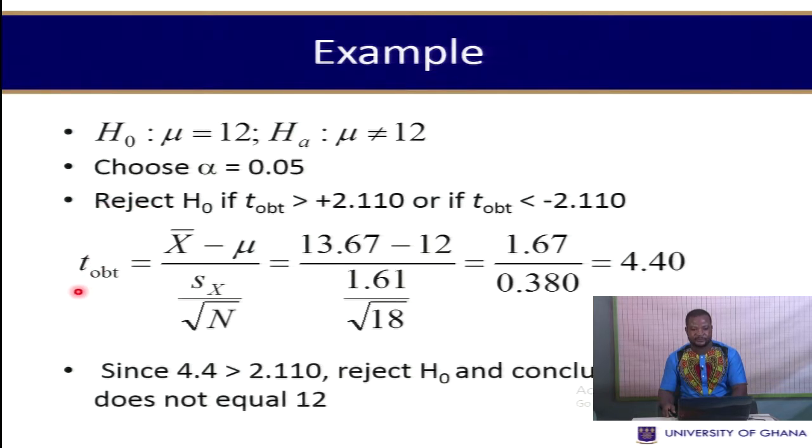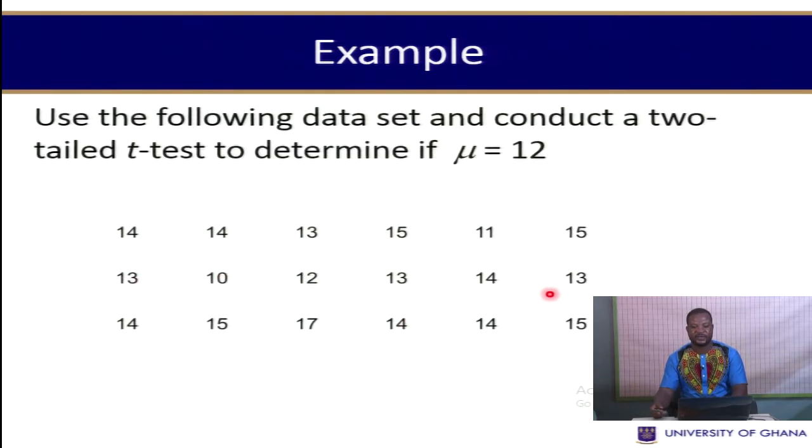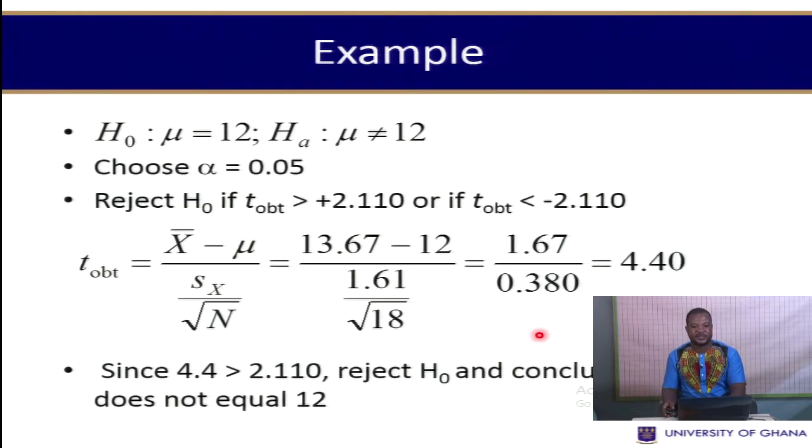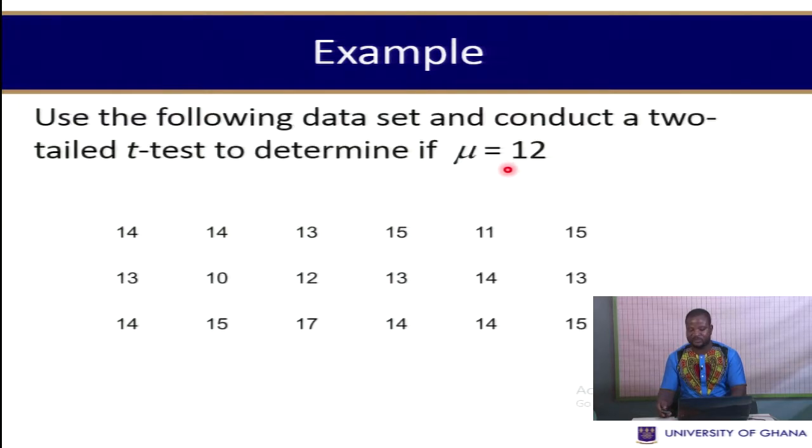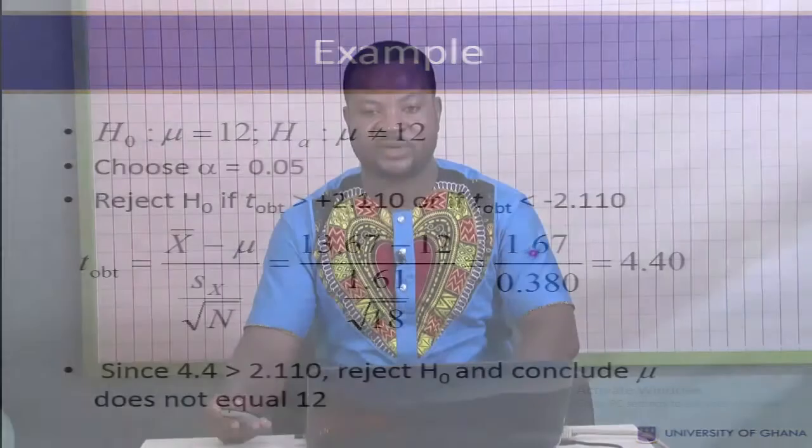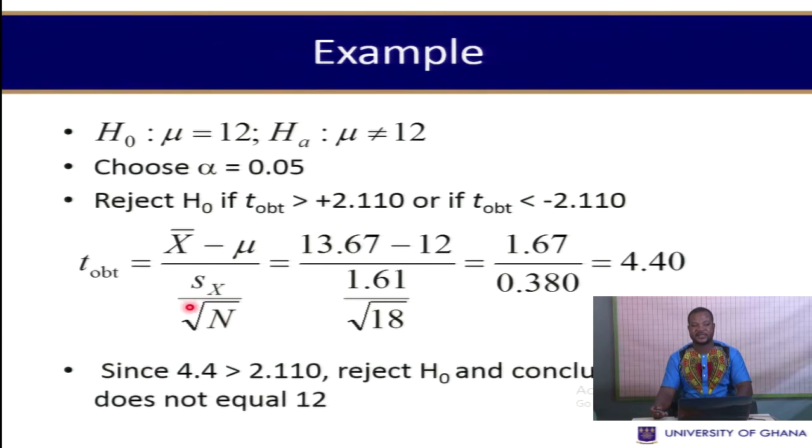Now we have to compute our T observed, and we have the formula here. We have the mean over there, that is 13.67. If you add all these numbers and divide by 18, because we have 18 cases, that will give us 13.67. So we subtract our population mean, which is 12, and that will give us 1.67, and then we have the standard error of the mean based on the sample, given as 0.380. So we divide, and that gives us the 4.40 that we have over here. So now we have our T observed to be 4.40.